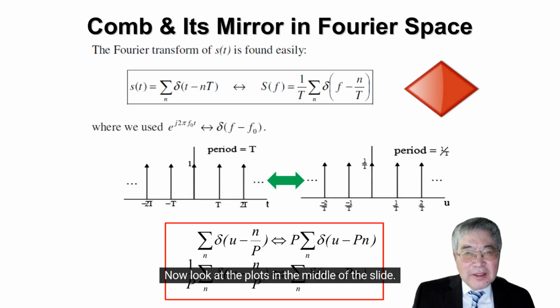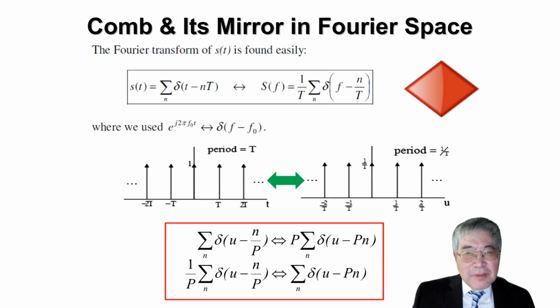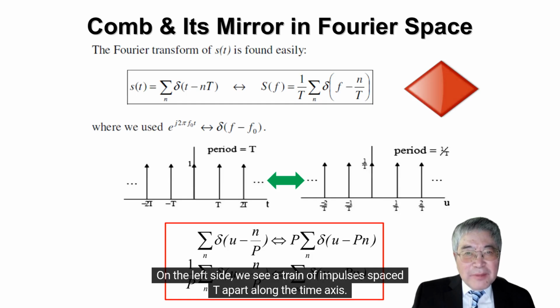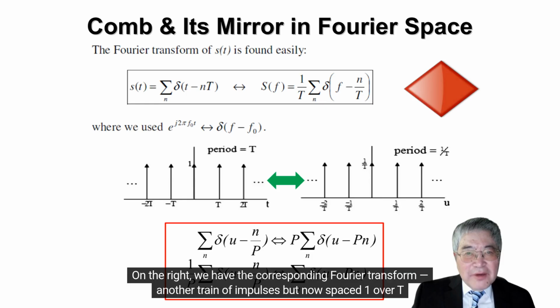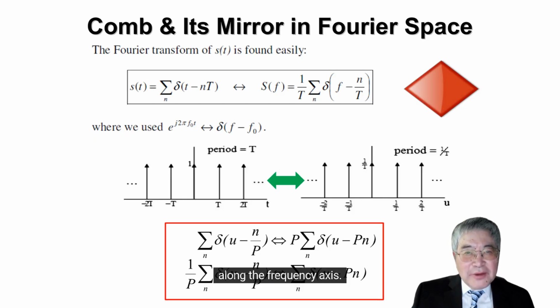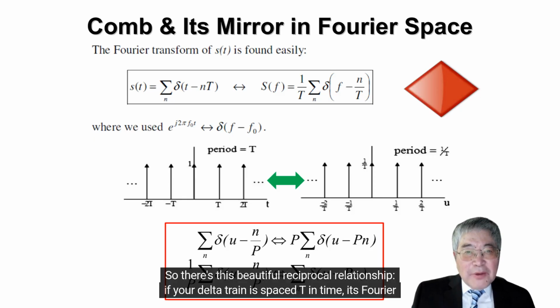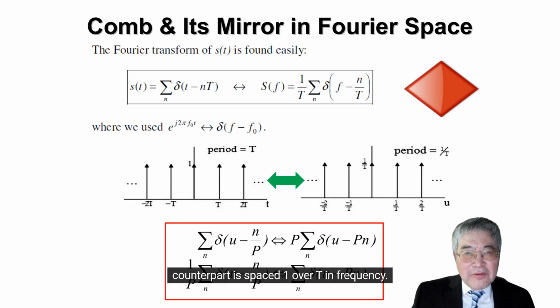Now look at the plots in the middle of the slide. On the left side, we see a train of impulses spaced T apart along the time axis. On the right, we have the corresponding Fourier transform, another train of impulses but now spaced 1 over T along the frequency axis. So there's this beautiful reciprocal relationship. If your delta train is spaced T in time, its Fourier counterpart is spaced 1 over T in frequency. And this brings us to the red box at the bottom of the slide.